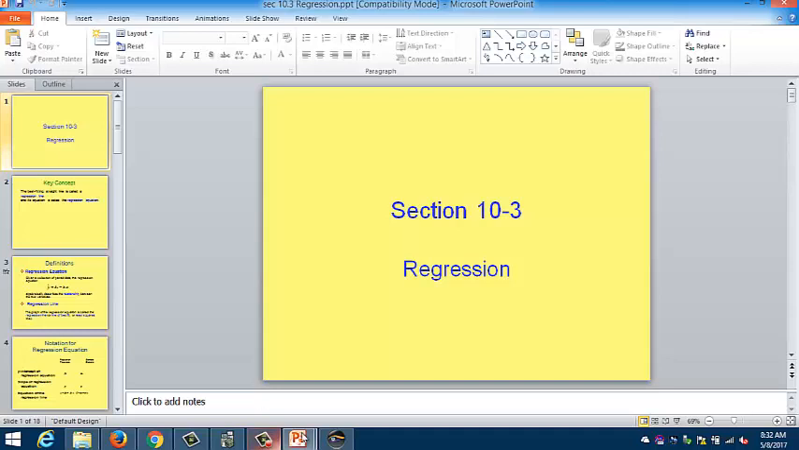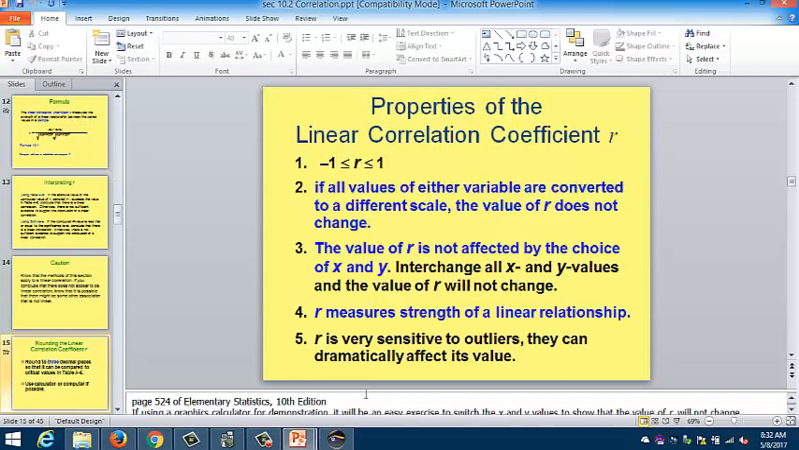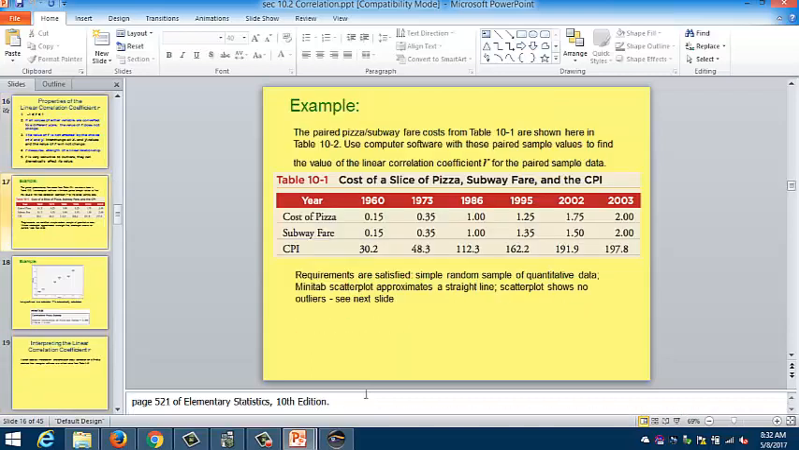Well, not quite yet. Let's get to a problem where we compute R. Use calculator or computer if possible. Yes. So they said some of this stuff. Here's the problem we're going to try. Oh, I do want to do that one. Yes, I do. But let's do this one first. Then we'll come back to that.